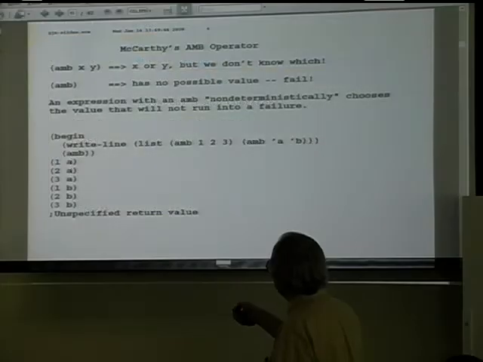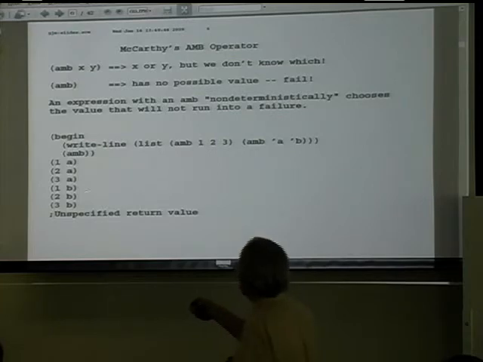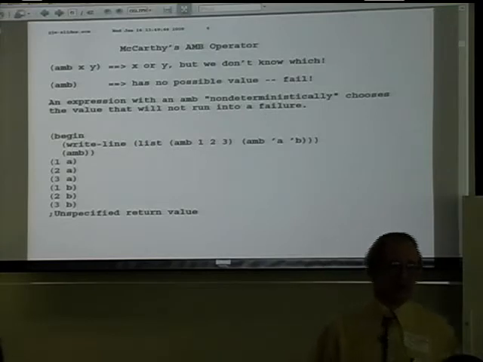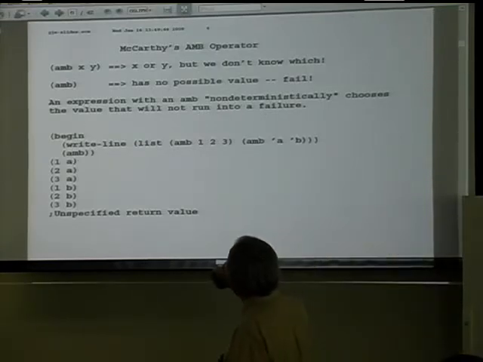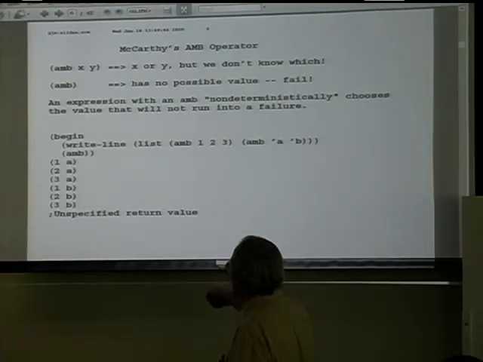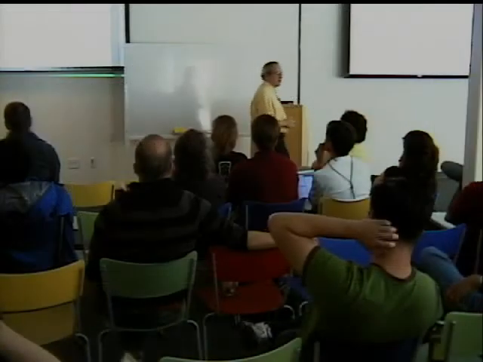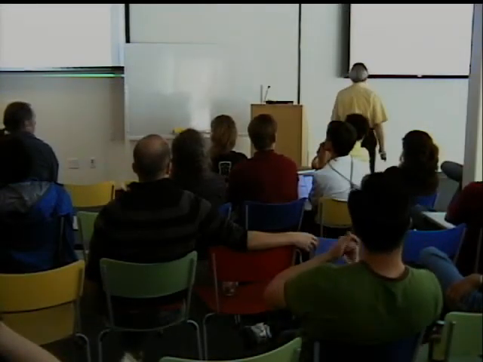But here's something that has no choices at all. As a consequence, it's a failure. And as a consequence, this was not a happy expression, so it will backtrack and try something else. And so what I get is the printout of all the possibilities in this case, until I run off the end of the set of possibilities. So AMB is a neat thing.